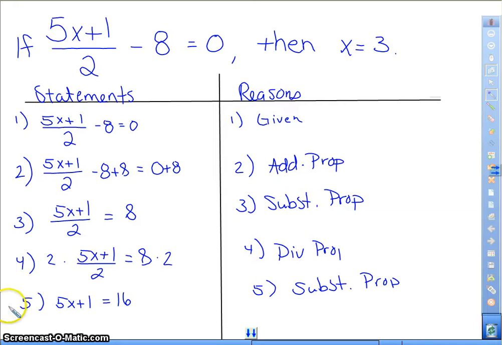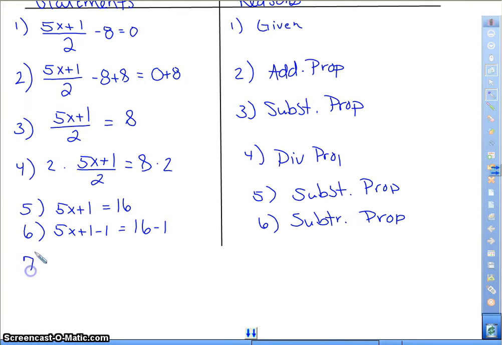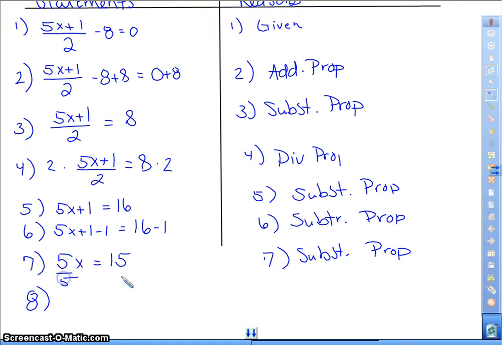Now I'm still trying to get x alone, so I want to get rid of the plus 1. I'm going to use my subtraction property of equality. And I'm getting close to the end here. I'm going to show that I can simplify this to 5x equals 15, once again using that substitution property. And then I have my last one. So my last one would be to divide by 5.